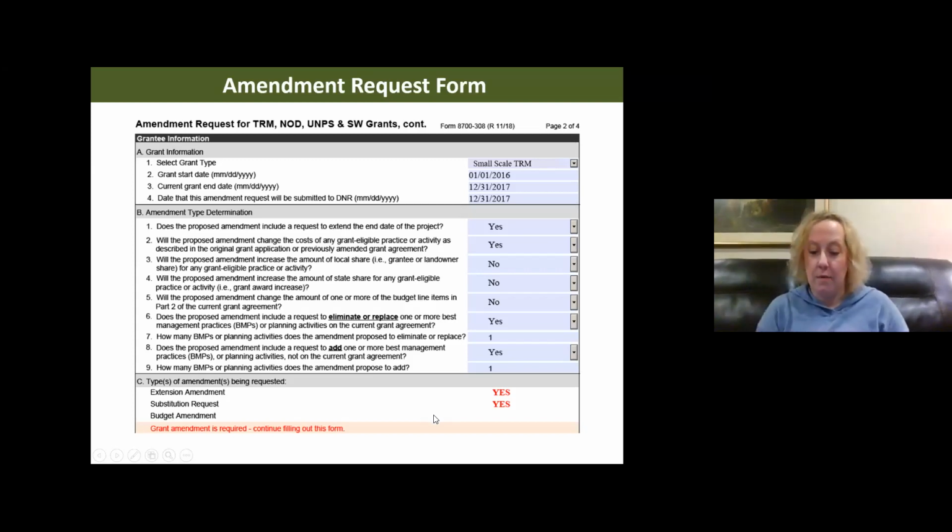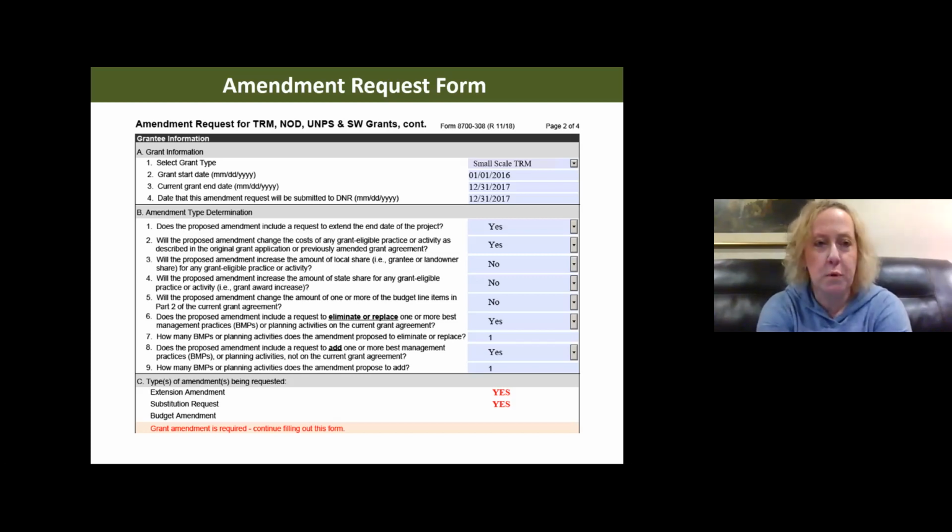Keep in mind there are always circumstances that we can't necessarily anticipate and cover in a particular form. So even if you essentially get no yeses on your form, if you've got some kind of strange situation and the form is telling you you don't need an amendment, if your gut is saying otherwise, just contact your regional Nonpoint coordinator and talk with them about your change in situation.